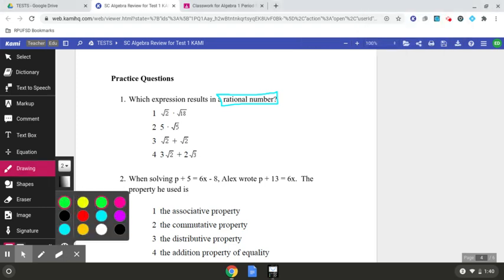So the answer of 6 for number 1 is actually our rational answer. It's a whole number. It's a counting number. So choice 1 is actually our answer for number 1. So we don't even have to keep going.